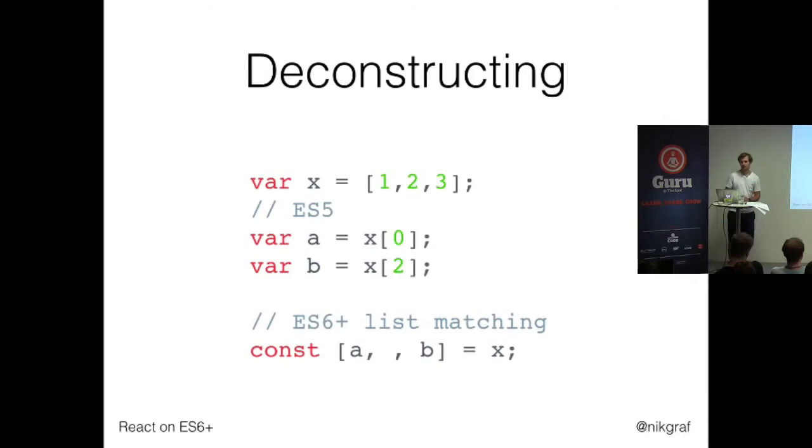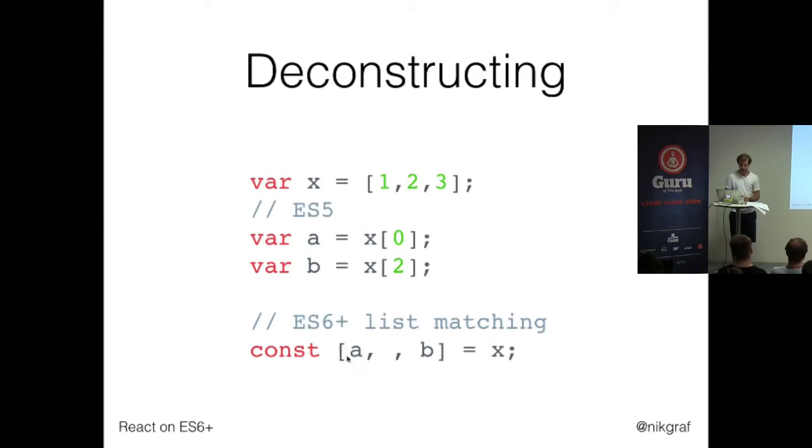And it becomes powerful in combination with deconstructing. That is array deconstructing. Deconstructing helps you to assign variables with pattern matching. So if you have an array with 1, 2, 3 in it, and you want to have an A and B, which is the first and the third entry, then in ECMAScript 5 you do it by doing this. What you can do with list matching in this case is you can simply do it like this.